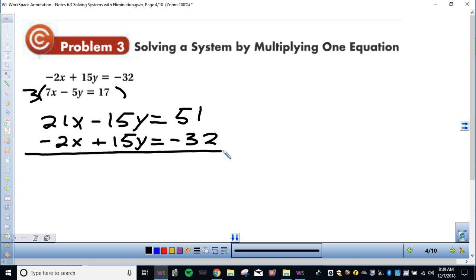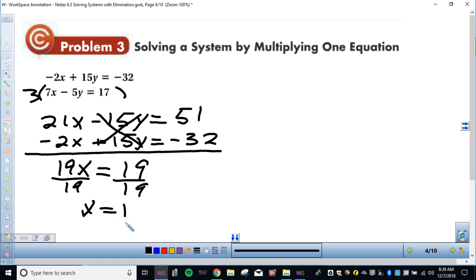So Eli was asking before, do you always add them? In this case, we're doing 21 minus 2, right? So I say just do what the signs tell you to do. In this case, we're subtracting: 19x. The y's cancel. 51 minus 32 is also 19. And then we just divide both sides by 19. x equals 1.